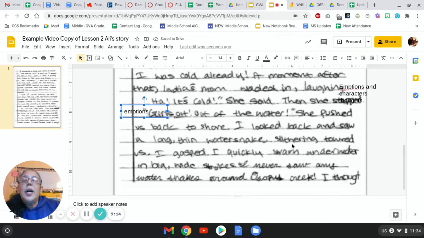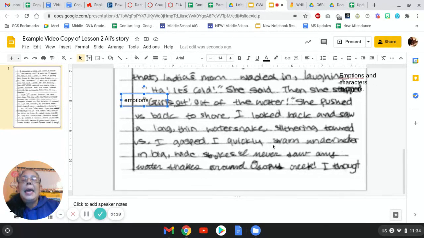She pushed us back to shore. I looked back and saw a long, thin water snake slithering toward us. I gasped. I quickly swam underwater. Wide strokes. I never saw any water snakes around. Something, eek, I thought.